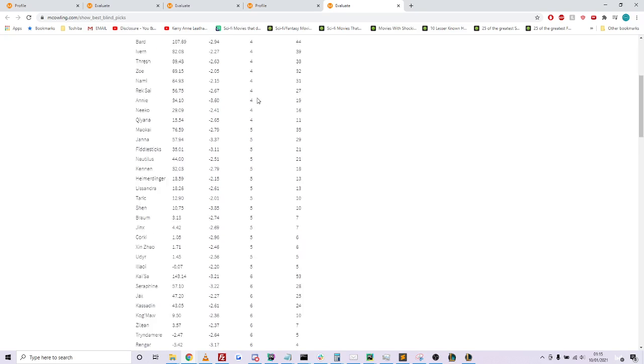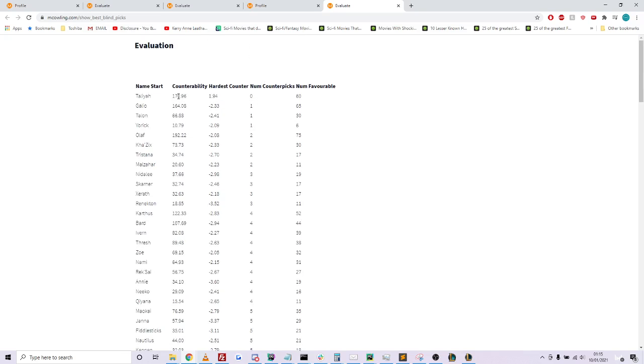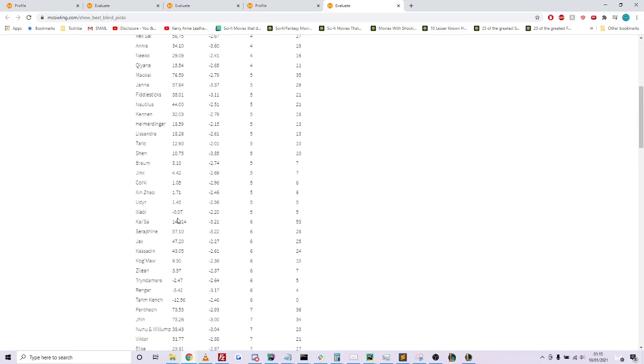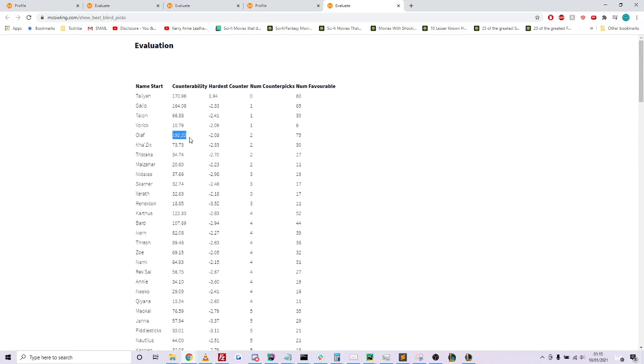And then we have general strength would be incorporated into the number of favorable matchups, and also the counterability number. Probably need to change that if I can barely say it. So Olaf is probably the strongest, because he has a statistical advantage against 75 champions, but gets countered by just 2. So this is a pretty good table to assess the general strength of champions.